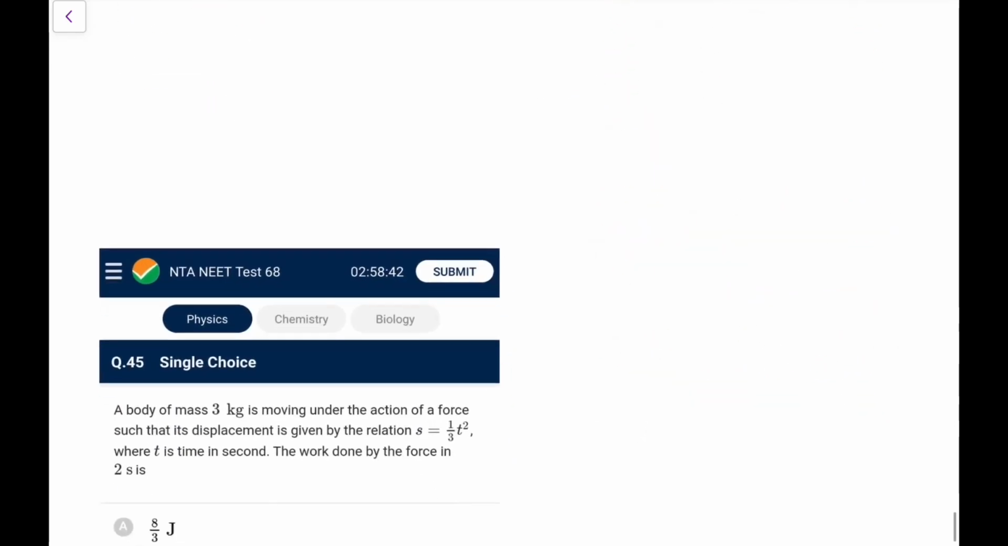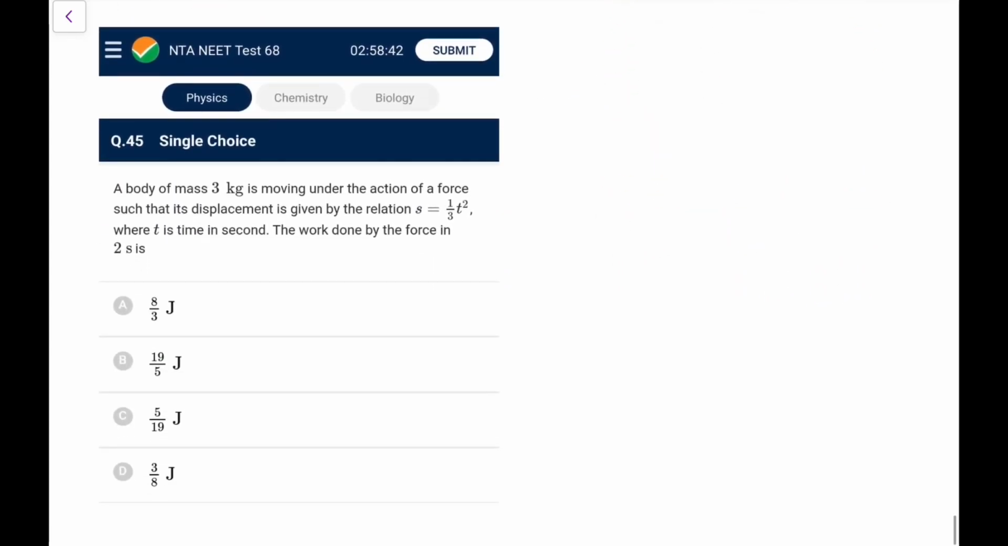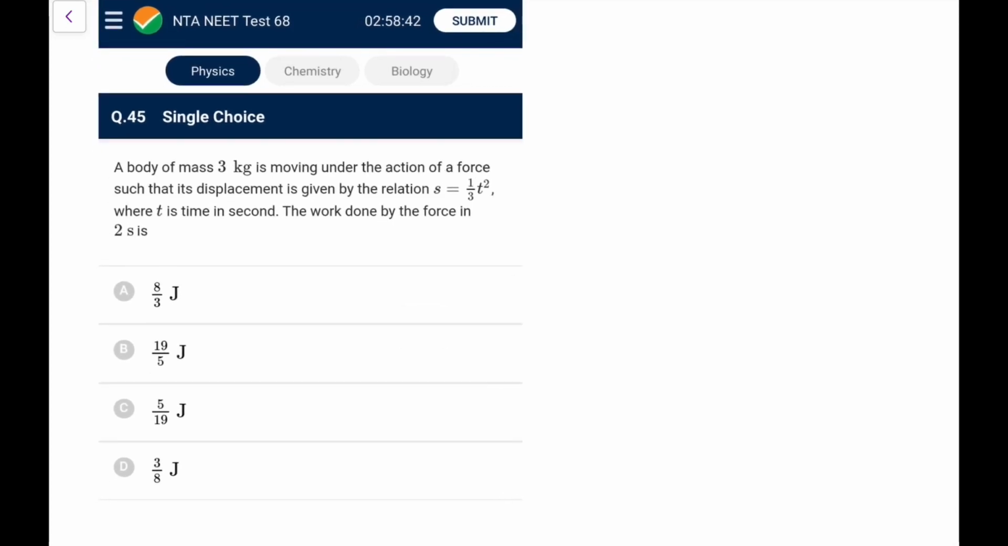Now the last one of the paper, it's 12:35 on my watch. A body of mass 3 kg is moving under the action of a force such that displacement is s equal to t square by 3, where t, the time, is in seconds. The work done by the force in 2 seconds is, okay, so s is 1 by 3 t square, so I can directly go for change in kinetic energy, since w net is delta K. That would be the best method, I suppose.